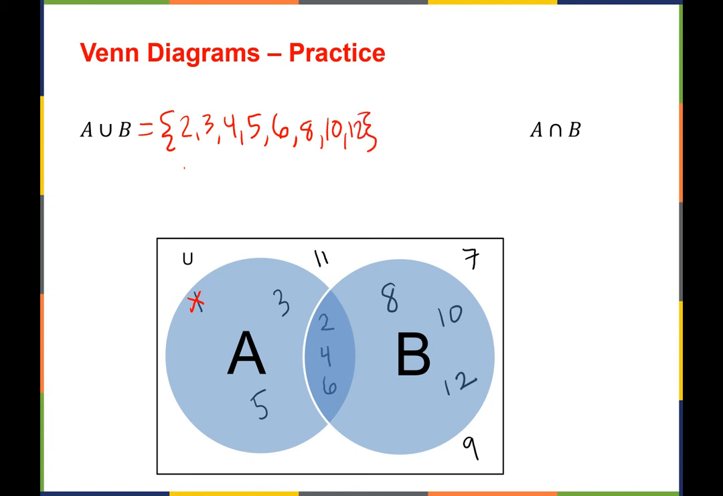If we want to write intersection A and B, remember those are the values that are in both A and B, and those are just going to be 2, 4, 6. Right, so that's union and intersection.